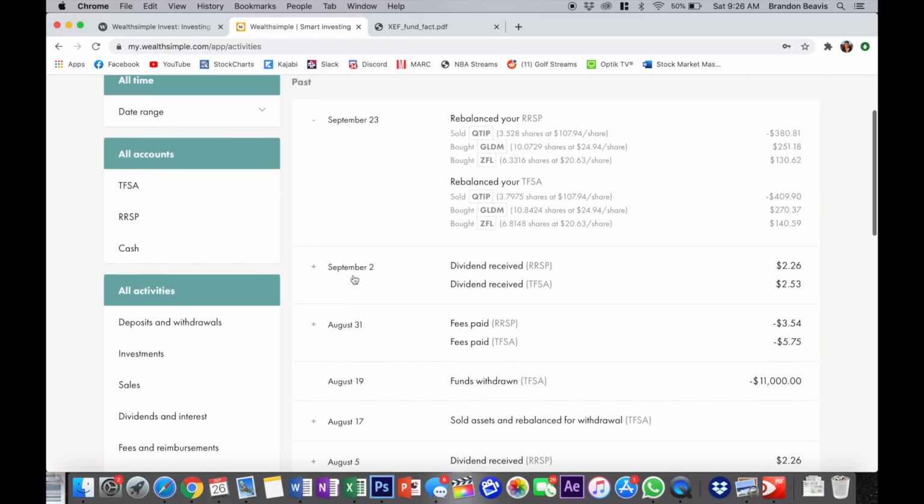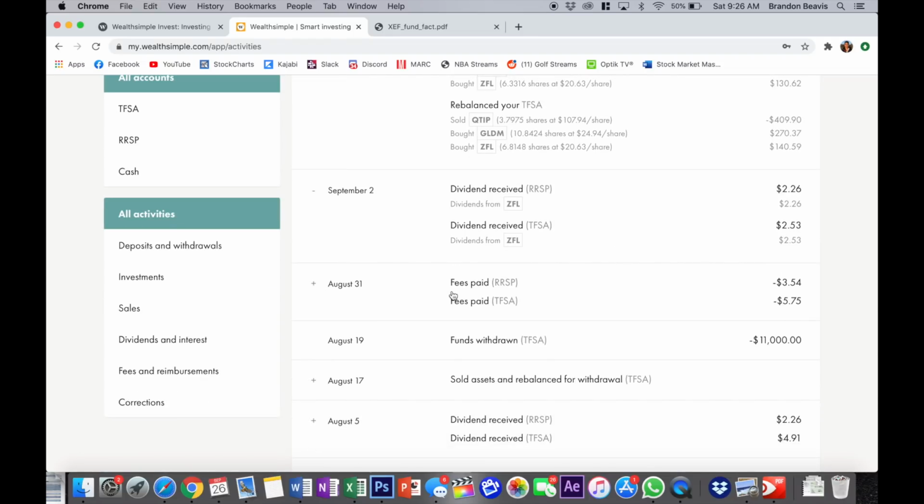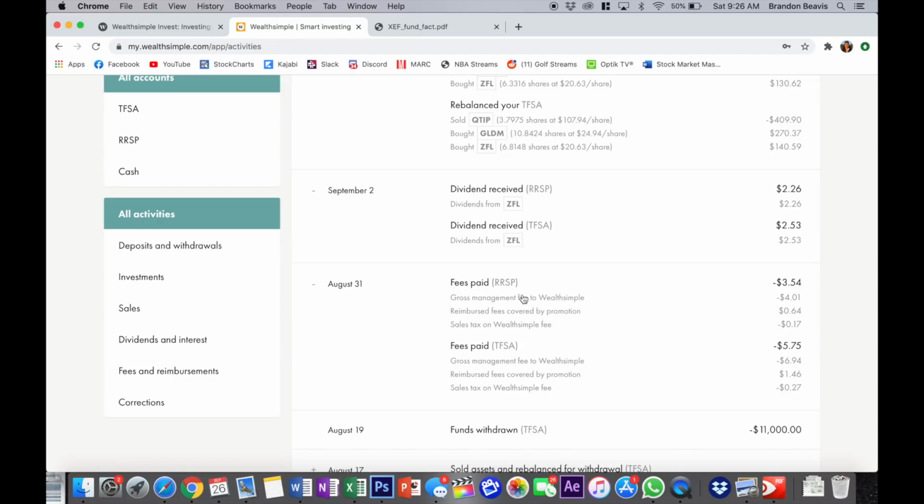We see here on September 2nd, we received a dividend for the amount of $2.26. In the TFSA, we also got a similar dividend for $2.53. And this is what I was trying to get at, fees paid. So here in August, we do see the gross management fee, this is what we're talking about right here, the 0.5% fee. Well, this is what was taken out of the RRSP. This is what was taken out of the TFSA.